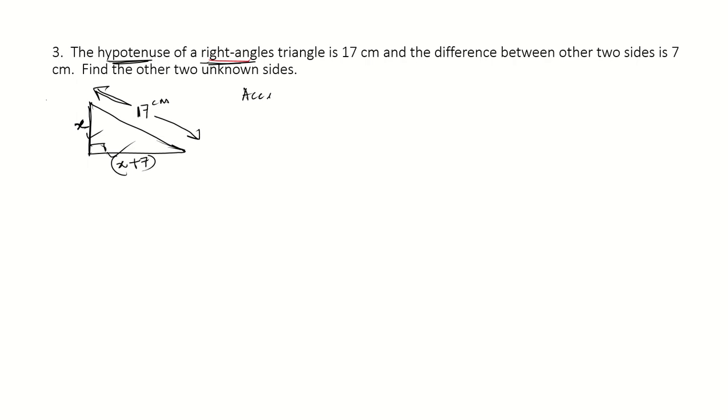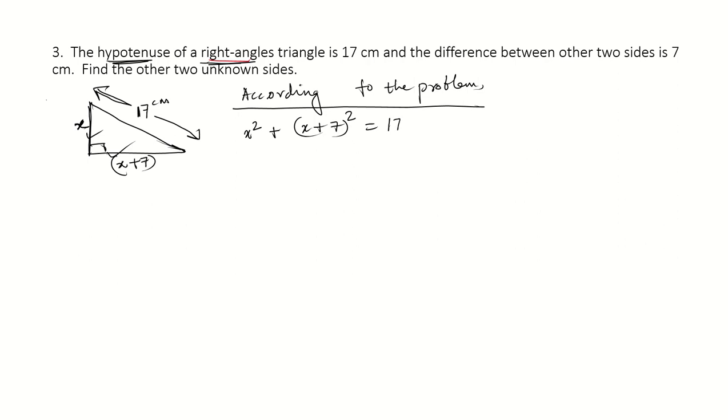So how we will do it? Let's say according to the problem. Based on the problem, we know it's a right angle triangle. I guess you guys know Pythagoras theorem, which says the sum of the squares of both the sides is equal to the square of the hypotenuse. It's like x squared plus (x plus 7) squared equals 17 squared. This is Pythagoras theorem.